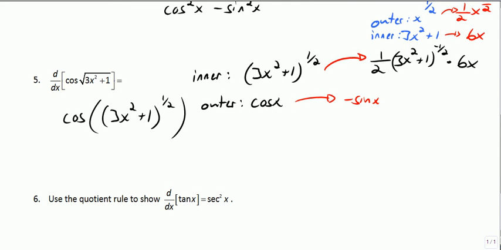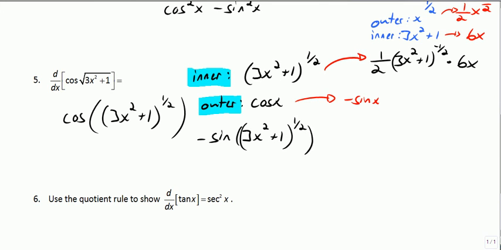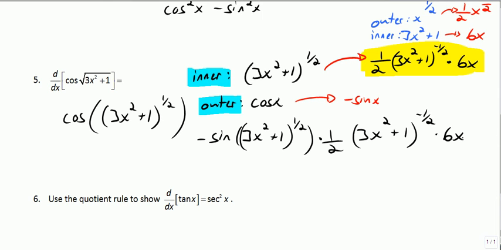So now I go back. I'm going back to this inner and this outer. So I go the derivative of the outer, so negative sine evaluated at the inner, 3x squared plus 1 to the 1/2, multiplied by the derivative of the inner, which is this mess. You had to break it apart, make a whole new problem. 1/2 times 3x squared plus 1 to the negative 1/2 times 6x.